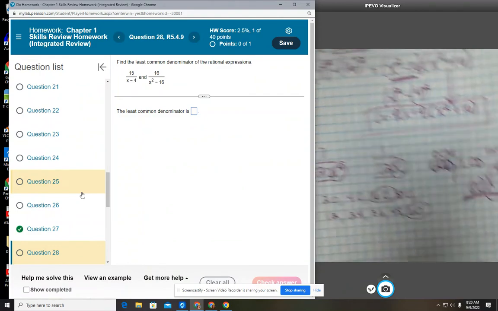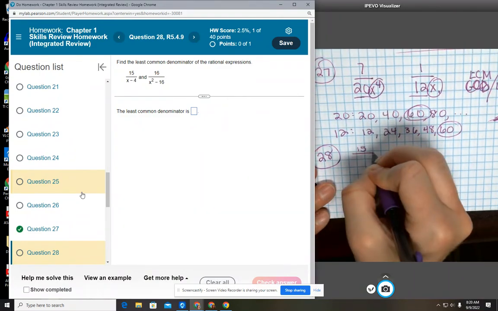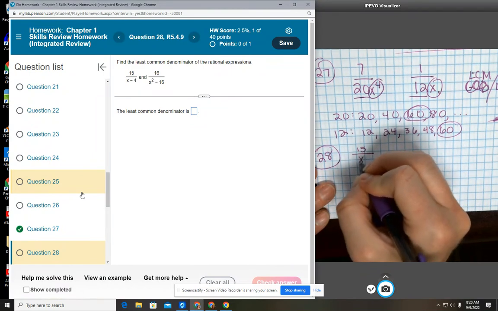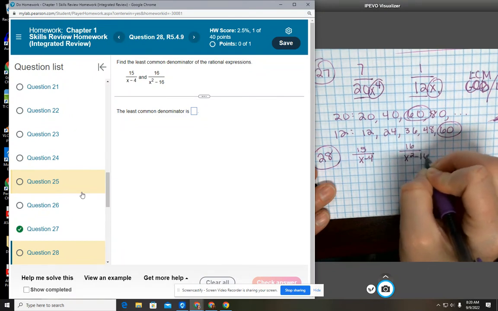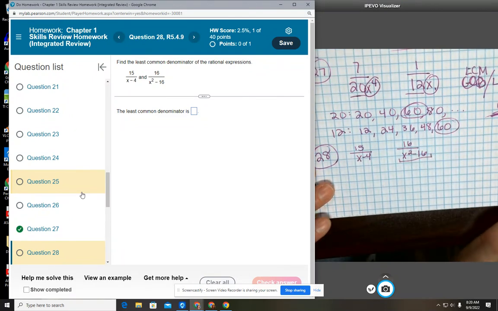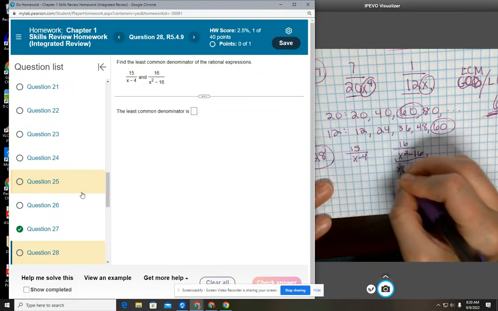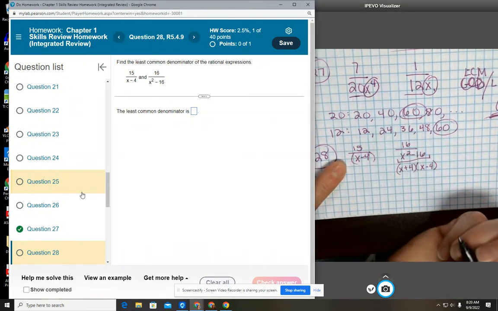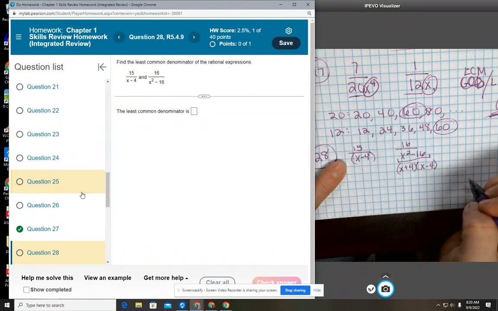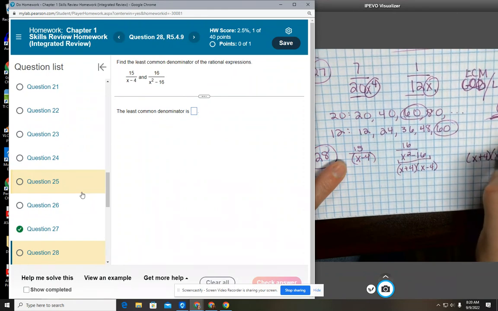Question 28. 15 over x minus 4 and 16 over x squared minus 16. So this is a difference of squares. So this will be x plus 4 times x minus 4. So this already has the x minus 4. So our LCD is going to be x plus 4 and x minus 4.